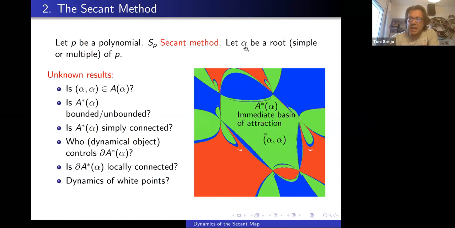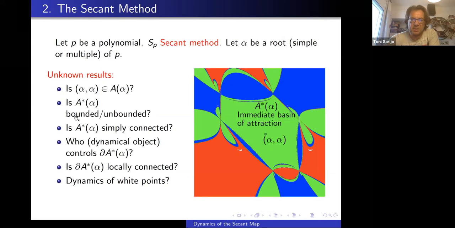Here we assume that alpha is a simple or multiple root, and what we would like to answer, or work on, is the same list of properties that for the Newton map are well known and solved. We ask similar questions for the secant. In this case, for example, we don't know if, given a root, we always have a complete neighborhood of points where the secant is converging to the root.